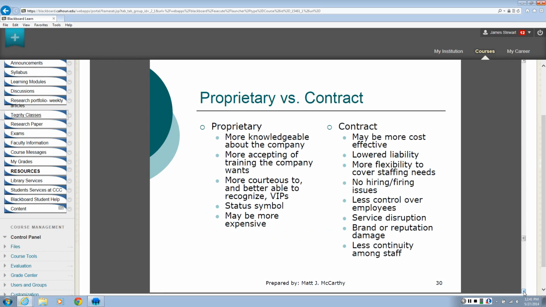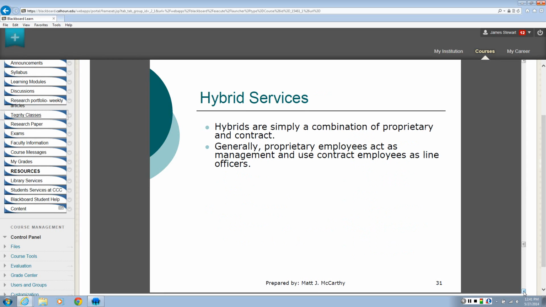There's more information here on the slides in regard to that, and what Huntsville Hospital does, which is on your slide here, is a hybrid. Hybrids are simply a combination of proprietary and contract, and proprietary employees act as management and use contract employees as line officers. That's kind of what Huntsville Hospital does, but not exactly. But it's kind of along that line.